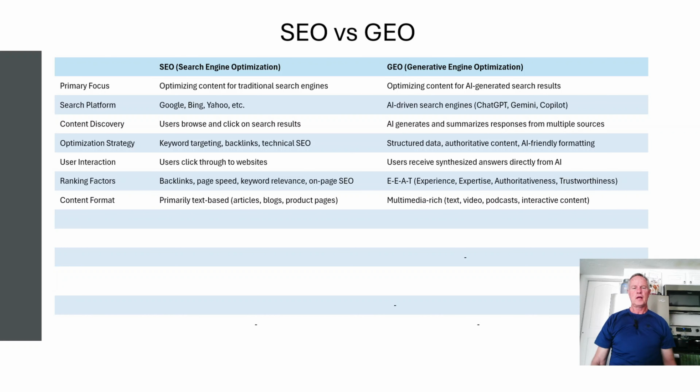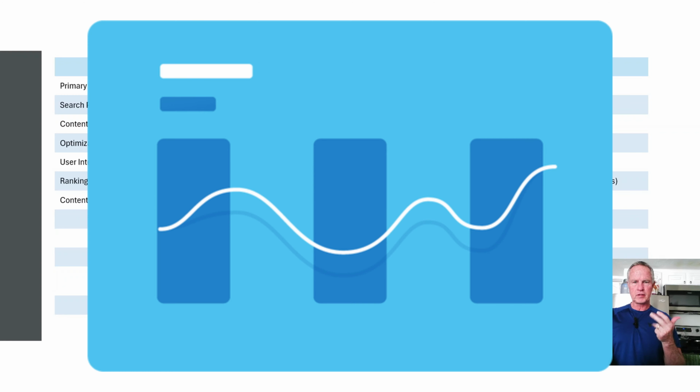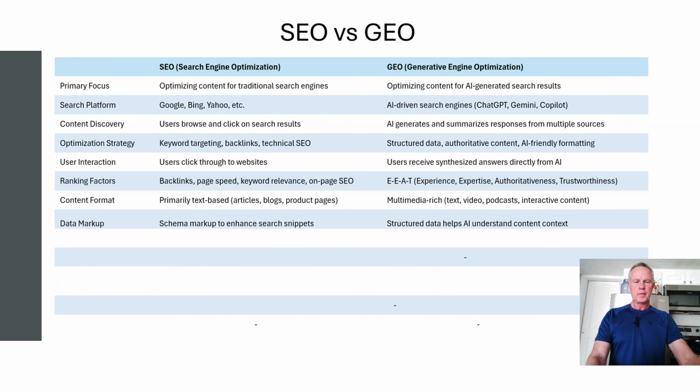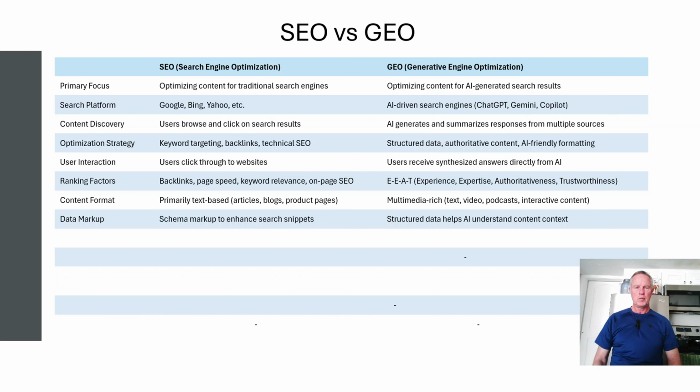Okay, content format: primarily text-based, blogs, articles, product pages, etc. Whereas in generative or GEO, multimedia-rich content, videos, images, infographics, all those are super important, which I need to add to some of my blog posts.